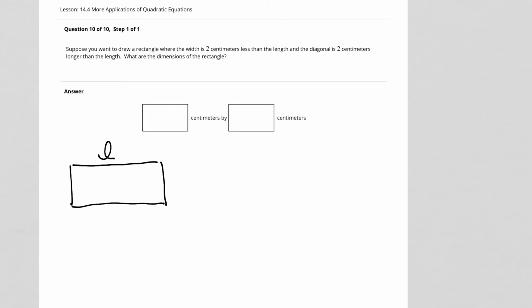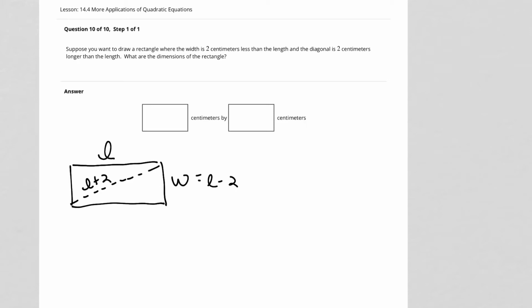Remember, I like to call the long side L and the shorter side W. It said something about a diagonal, so I'll draw my diagonal in there. Suppose you want to draw a rectangle where the width is 2 centimeters less than the length, and the diagonal is 2 centimeters longer than the length. So my diagonal is L plus 2, and my width is 2 centimeters less than the length, so the width is L minus 2.